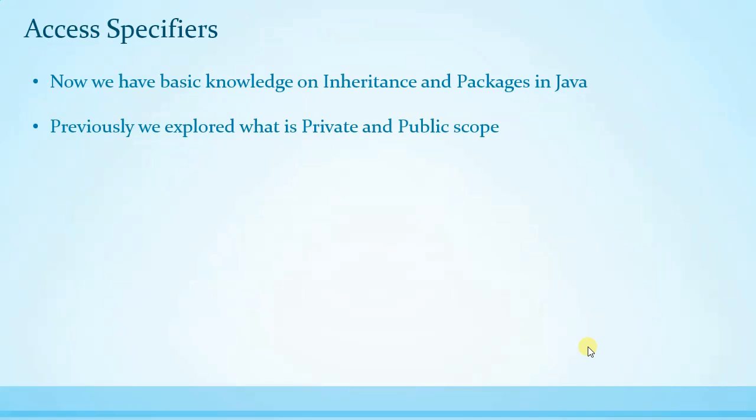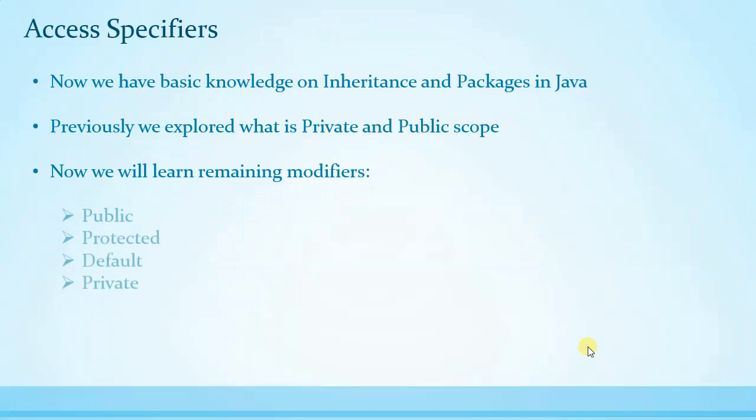So in this video tutorial series, we already know private and public. Now we will study this private and public scope in terms of inheritance as well as packages. In addition, we will also learn the other two access specifiers, protected and default.